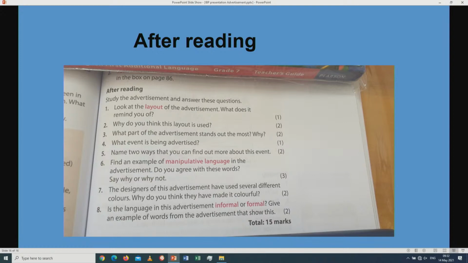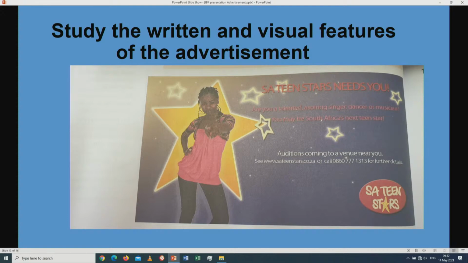2 marks. Let's go and look at the color. While you are looking at the color, you are writing some answers on the paper or in your workbook. Look at the colors that have been used.